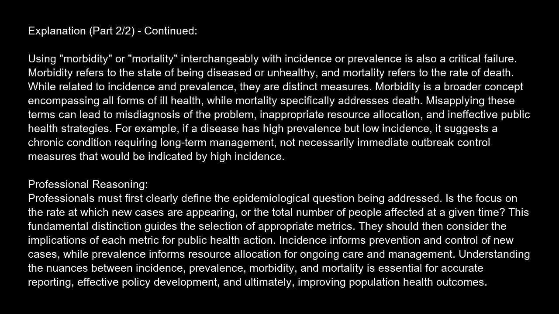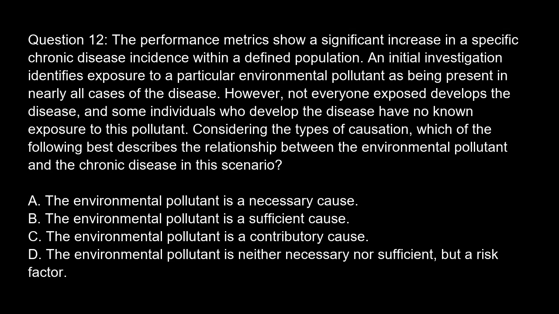Understanding the nuances between incidence, prevalence, morbidity, and mortality is essential for accurate reporting, effective policy development, and ultimately, improving population health outcomes. Question 12. The performance metrics show a significant increase in a specific chronic disease incidence within a defined population. An initial investigation identifies exposure to a particular environmental pollutant as being present in nearly all cases of the disease. However, not everyone exposed develops the disease, and some individuals who develop the disease have no known exposure to this pollutant. Considering the types of causation, which of the following best describes the relationship between the environmental pollutant and the chronic disease in this scenario?